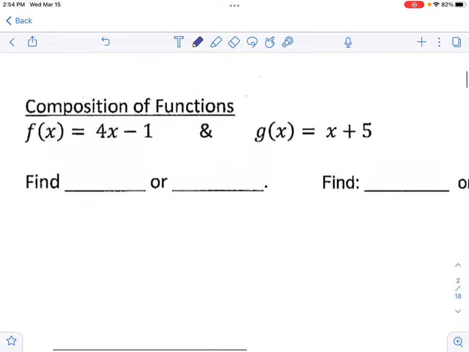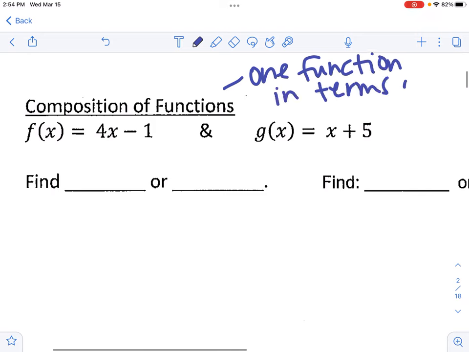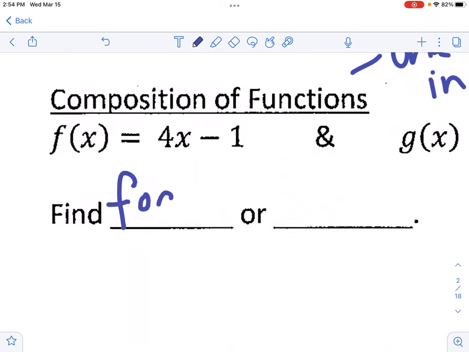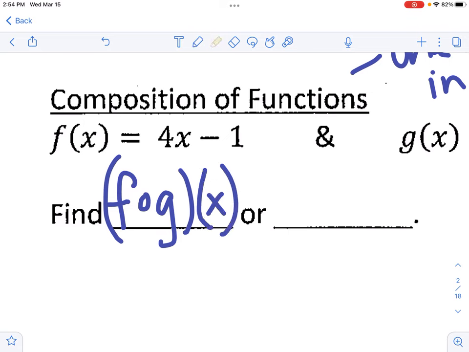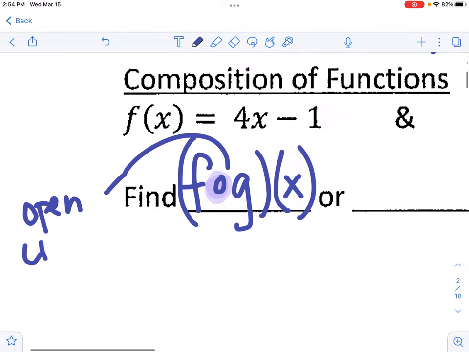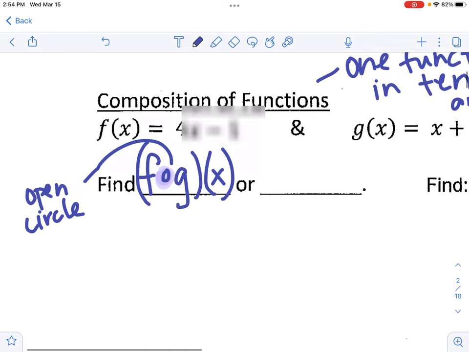Composition of functions is writing one function in terms of another. When we deal with composition of functions, we're going to use this little open circle symbol. It kind of looks like it says f o g. So notice here, we got this open circle, meaning that we are going to be dealing with composition, not to be confused with our dot for multiplication. So that's one way you could write it. You could also write it as f of g of x.